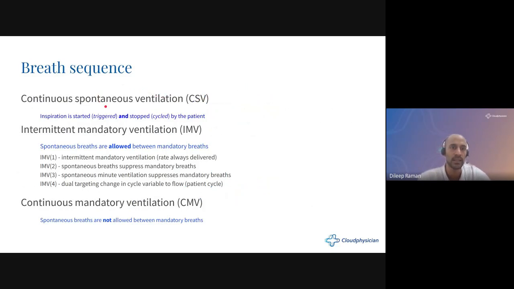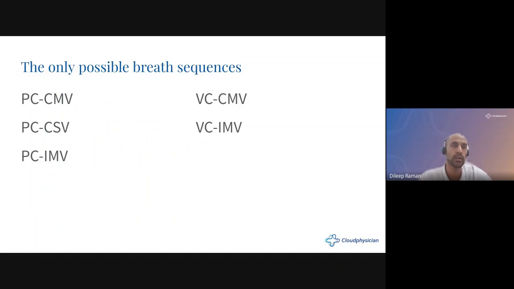Basically, if you combine the breath sequence, you can have CSV, IMV, or CMV. Like I said, in CMV spontaneous breaths are not allowed. And if both the trigger and the cycle are by the patient, then it is spontaneous ventilation. These are the only 5 possible types of breath sequences. So you have pressure control CMV, and pressure control CSV, which is your CPAP. Basically, CPAP and BiPAP are types of pressure control CSV. And then you have PCIMV. On the volume control side, you have VCCMV and VCIMV.